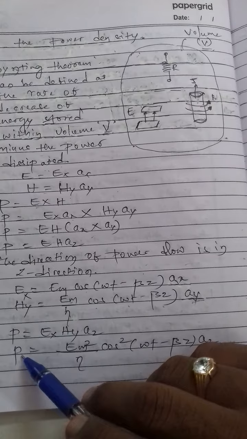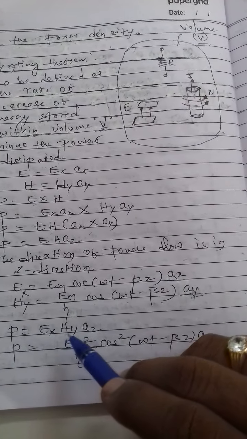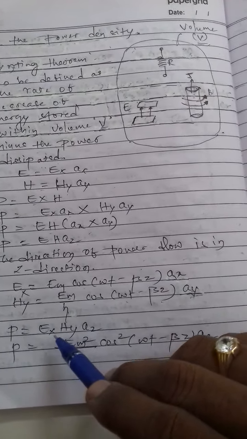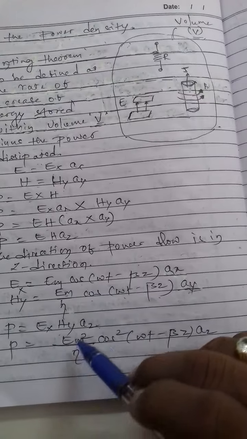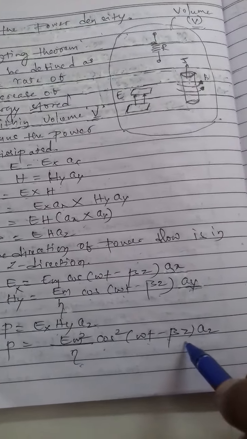So that P is equal to Ex Hy Az. P is equal to Ex Hy Az is equal to Em square upon eta cos square of omega t minus beta Z.